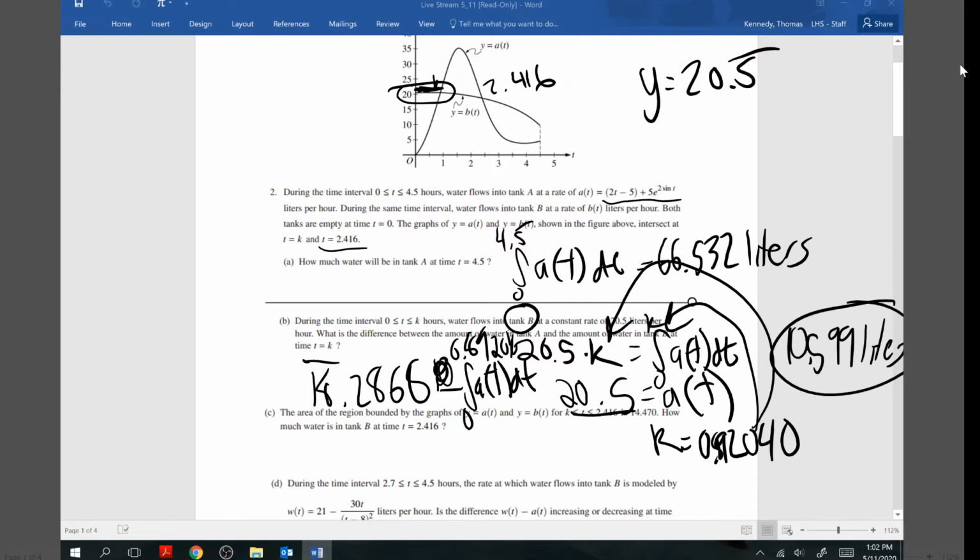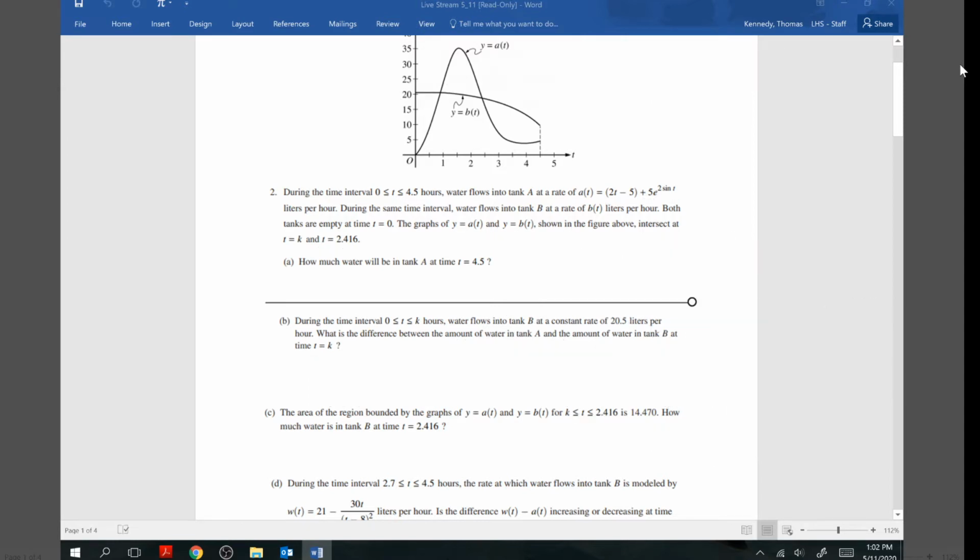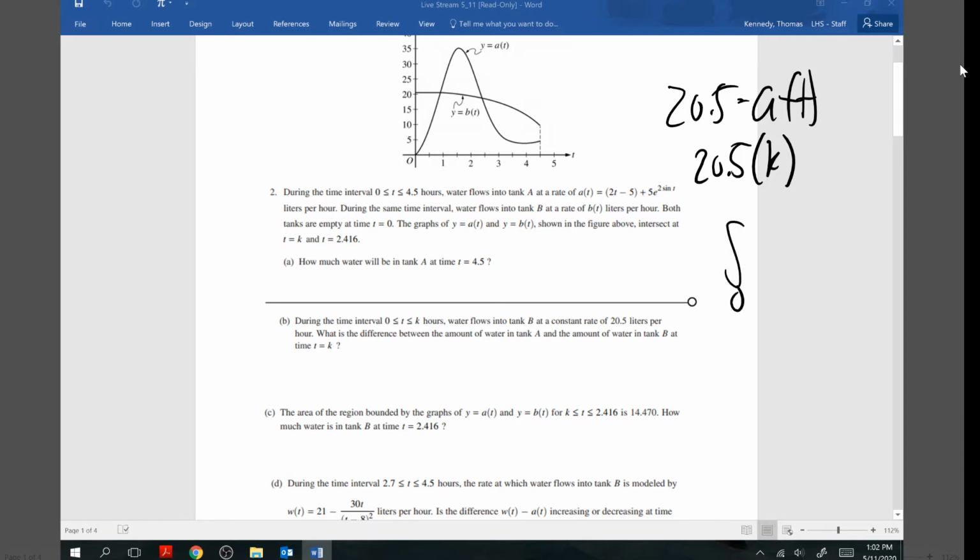So literally all you have to do for that one, if I wipe this all out, is figure out where they meet. So figure out where 20.5 equals A of t, and you figure out that k value. And then all you do is do 20.5 times that k value, and do the integral from 0 to k of A of t dt, and just see what the difference between those is. And that was 10.599.